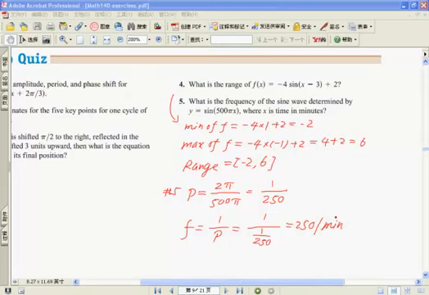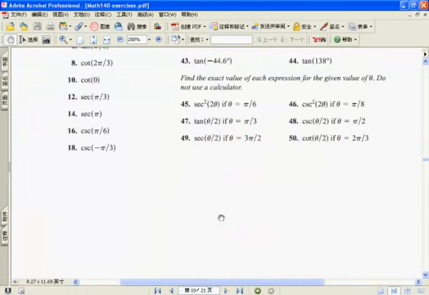So that is 250 per minute. Now let's look at section 5.4, page 474. Let's first look at problem 45. We need to find the exact value of this expression for the given value of theta, and don't use a calculator. So theta is equal to pi over 6, and we need to find the secant squared of 2 theta.